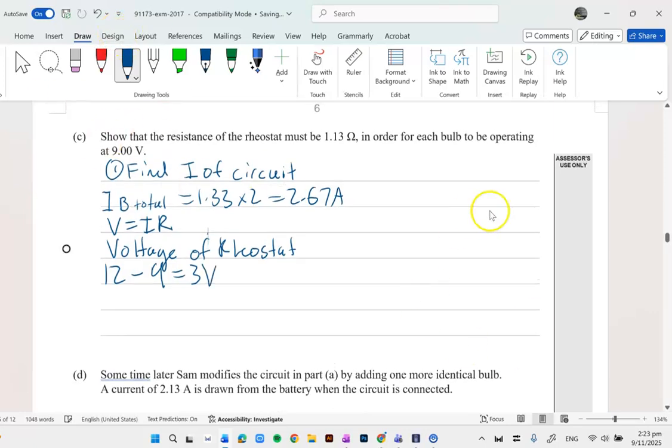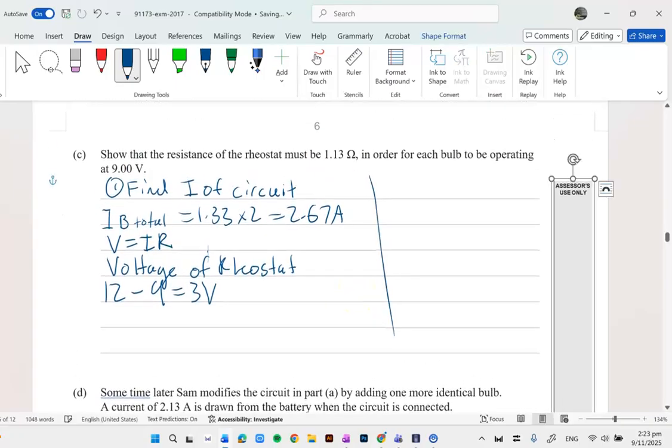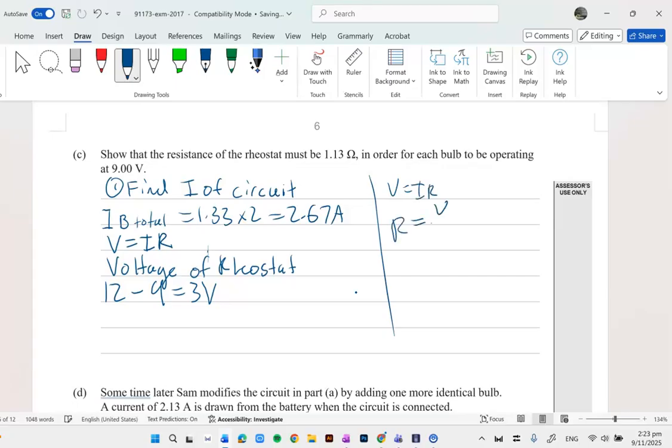So now to show that the resistance is 1.13, we just rearrange it. I've got V equals IR, so R equals V divided by I. R equals 3 divided by 2.67, so R is just going to equal 1.125 ohms. That's the unrounded answer, so if we round it up, it's going to be 1.13.